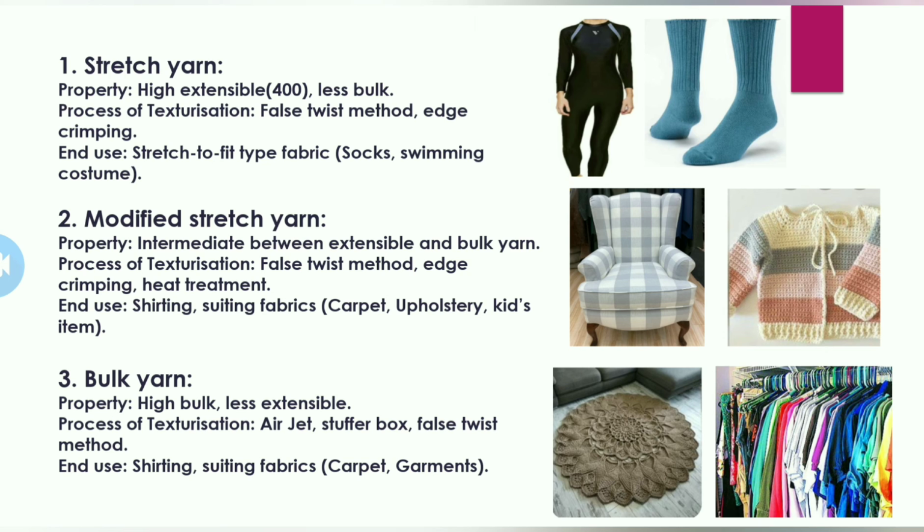Number 3, bulk yarn. Property: high bulk, less expensive. This yarn exhibits increased bulk with little or no stretch, loopy structure and common extensibility. Process of texturation: air jet, stuffer box, false twist method. And use: these yarns are also used in shirting and suiting, and we can also see beautiful carpet and beautiful garments, and these fabrics are made by bulk yarn.